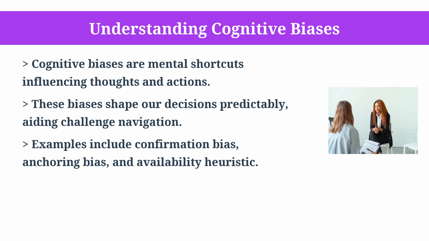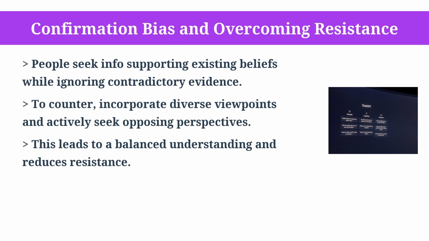Let's start with the confirmation bias, where people tend to seek out information that supports their existing beliefs while ignoring or dismissing contradictory evidence. To overcome this, we could incorporate diverse viewpoints into our decision-making process and actively look for opposing perspectives. This helps create a more balanced understanding and reduces resistance by ensuring all angles are considered.